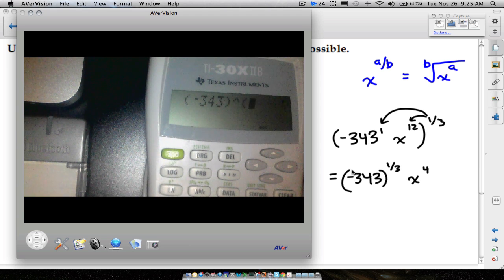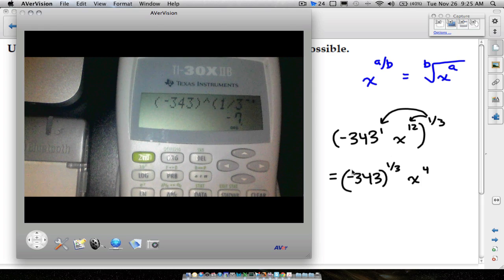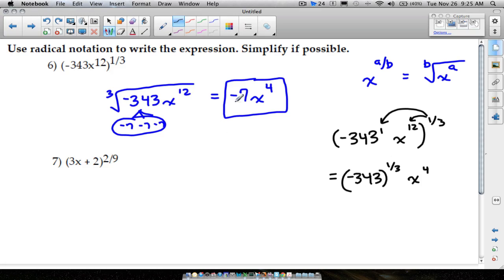Now be careful with your parentheses here on this particular calculator. I got the negative 343 in parentheses, and then I have the 1/3 in parentheses for the exponent as well. And notice we do get negative 7, and that's exactly what our answer was right here. So I'm just showing you an alternative method for that problem.